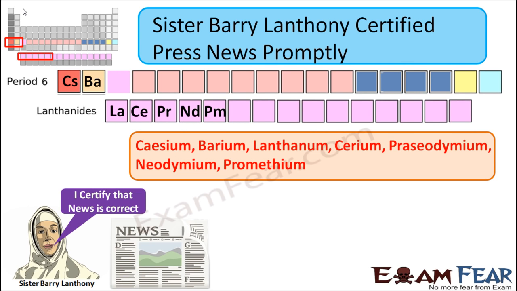Now another interesting thing here is Lanthony reminds us that the lanthanide series starts from here, because the first element of the lanthanide series is lanthanum. So Lanthony is for lanthanum. So wherever you have Lanthony, that is the beginning of the lanthanide series. So the lanthanide series starts with lanthanum, followed by cerium, praseodymium, neodymium, promethium, and so on.